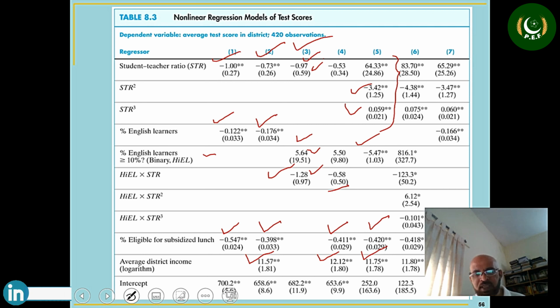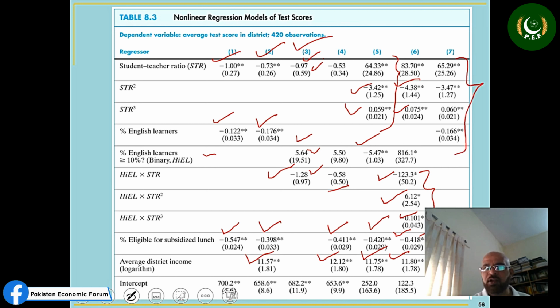The difference in model 6 is that we have not only included student-teacher ratio and student-teacher ratio cube, we have also included their interactions with percentage English learners. That is basically leading towards non-linearity and cubic models and all that, and it's making it really tough to interpret these variables.